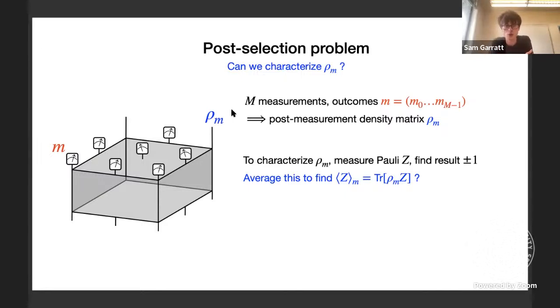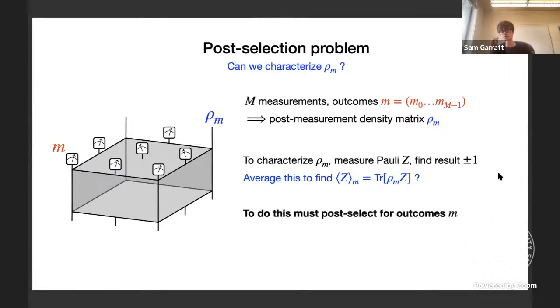So to probe ρm, I can measure, say, a Pauli operator. When I do this, I find a result of plus or minus 1, just one of the eigenvalues of the operator. What we'd like to do, of course, is determine an expectation value. To characterize the state, we would like to determine some expectation value of an observable in that state, which here I'm denoting as the expectation value conditional on M. The problem is that we can't even do this.